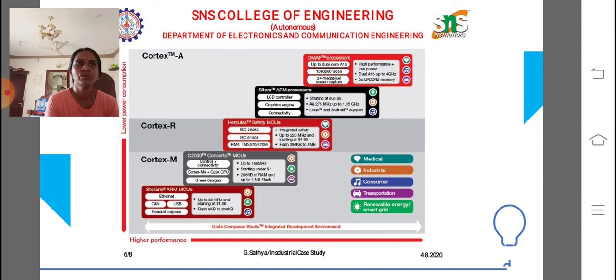Here control connectivity plays a vital role in the Cortex M series. The Cortex M series can easily merge with other configurations, that is, we can easily communicate with other operating systems through this processor unit. It can operate up to 150 megahertz, with up to 250 kilobytes of RAM, and 1 megabit of flash memory is also available in this Cortex M.